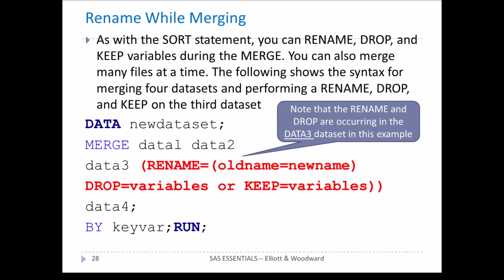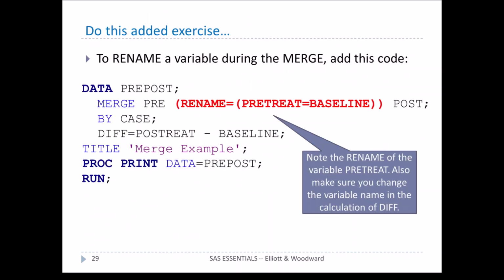We can also, just like we did in appending, rename variables while we're merging in a similar way. So here's an example where I'm creating a new data set called new data set, merging data 1, data 2, data 3, and actually data 4. But for data 3, I'm going to rename some variables: old name equals new name, and then I'm also going to drop some variables or keep some variables.